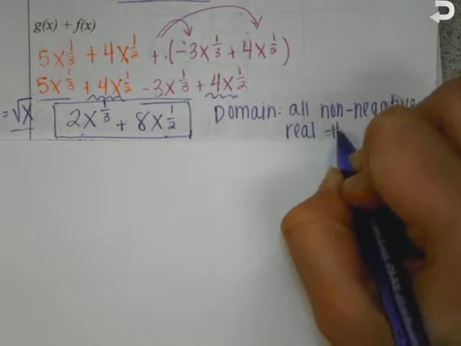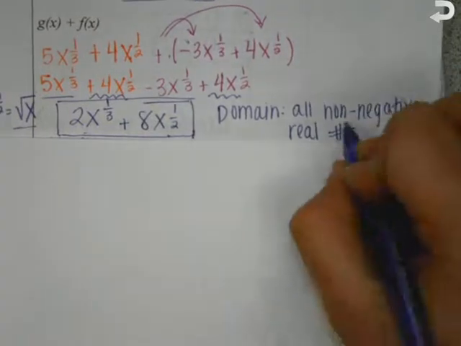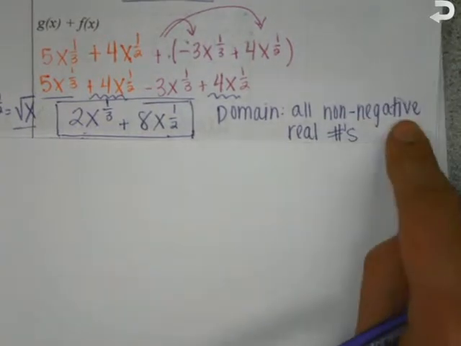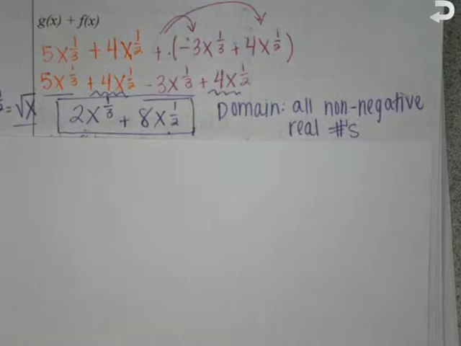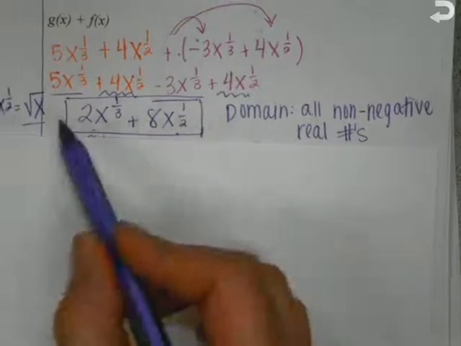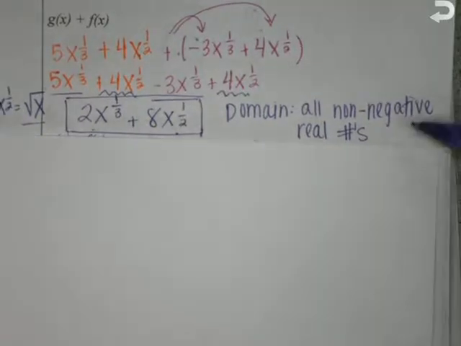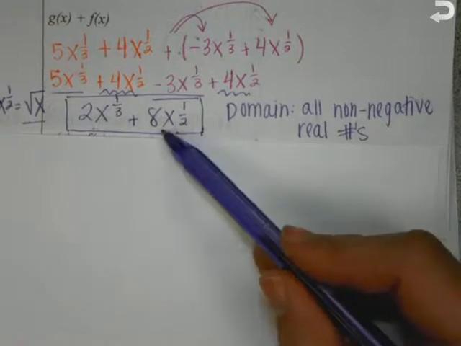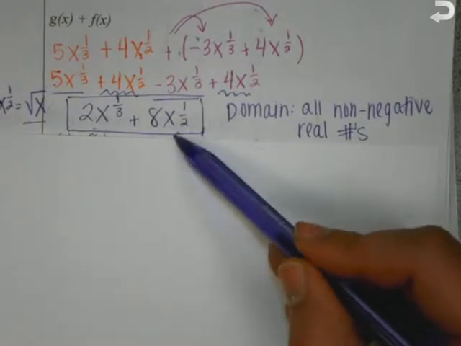Okay, the reason why we say non-negative instead of just positive is because we have to include 0 as well. 0 is not a positive or a negative number. So we just say just not the negative ones. We can plug anything else in for x and we'll be fine. We just can't plug in a negative number because I can't take a square root of a negative.